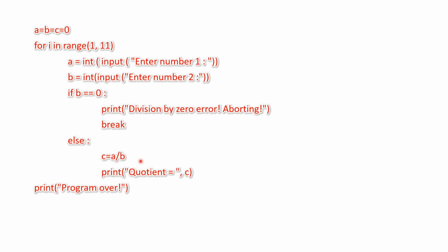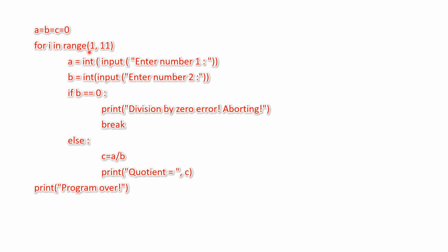Here you see a program. We are doing initialization of 3 variables, then we are having i from 1 to 10. These many times we will enter two numbers, and if the second number is equal to 0, we will print this message and we will break, and control will come to the print program over. If b is not equal to 0, in that case it will divide and it will print the quotient.